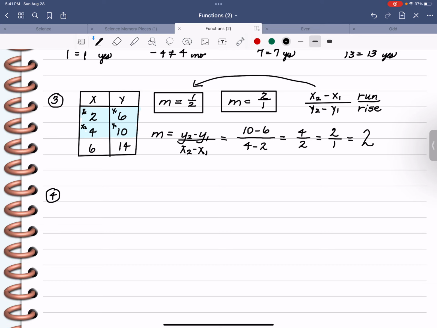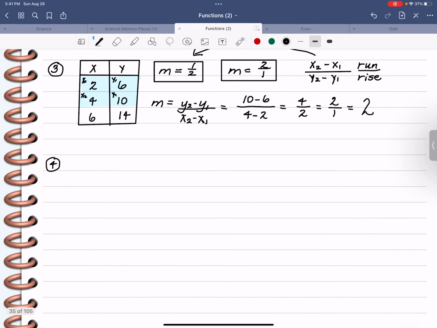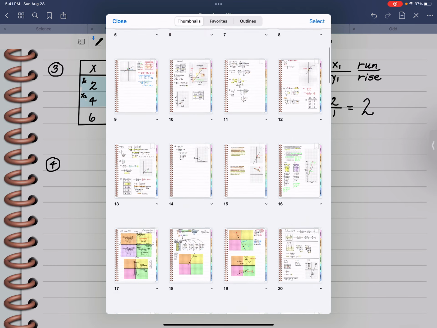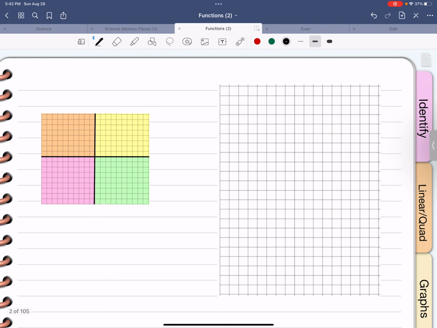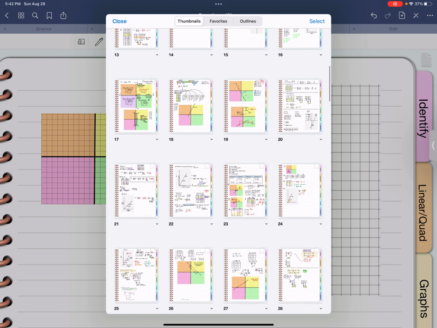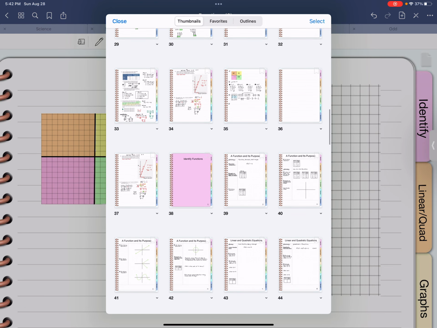Number 4. On the graph below, plot and label the point that represents the unit rate. So let me bring in a coordinate plane. I don't need the whole plane, I just need quadrant 1. So I'm going to use this one that allows me to make a bigger graph.